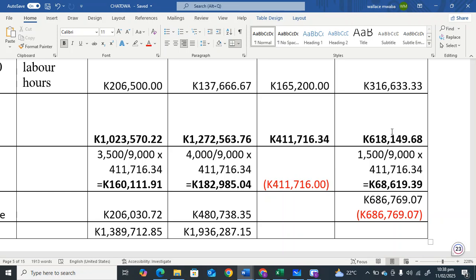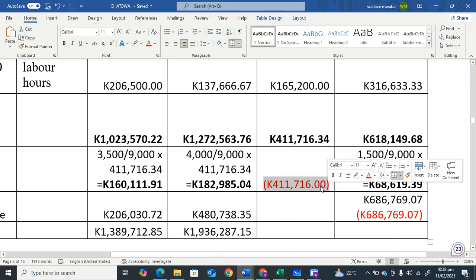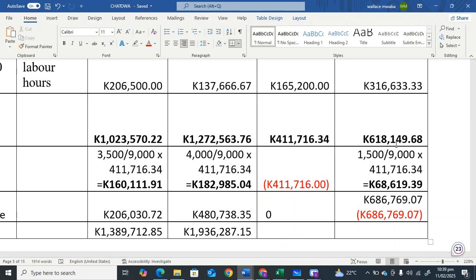Okay. All right. So you put a negative value for the overhead so that it remains as zero here. The overhead has to remain as zero. So we've reapportioned stores overhead to mixing, assembly, and maintenance. Any questions before we reapportion maintenance now?